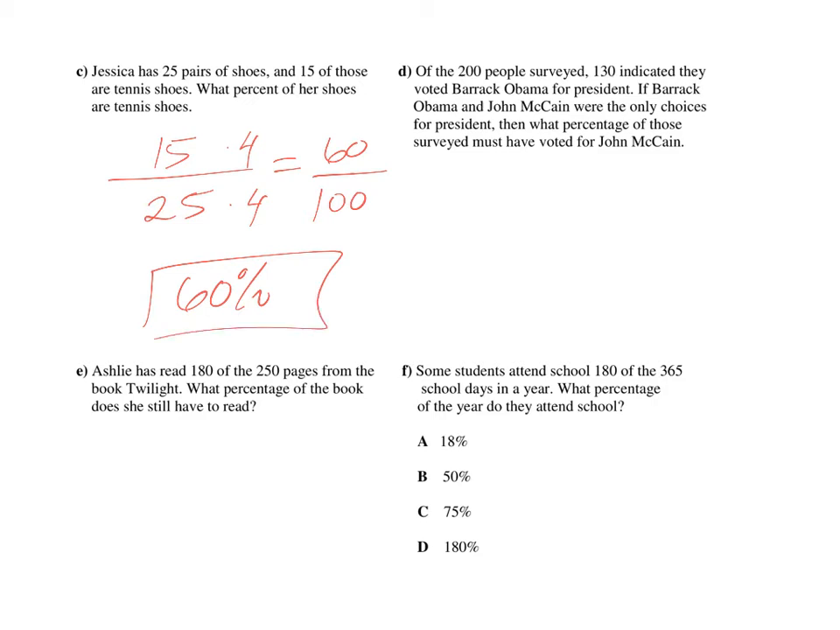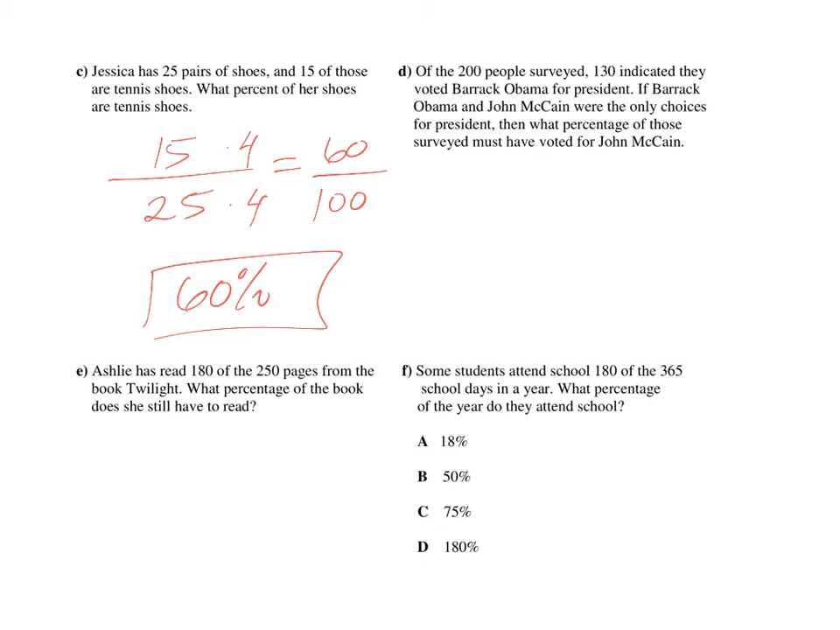All right, of the 200 people surveyed, 130 indicated they voted for Barack Obama for president. If Barack Obama and John McCain were the only choices for president, then what percentage of those surveyed must have voted for John McCain? All right, so you have to pay attention to what the question's asking for. I've seen a lot of students do this, just because those were the numbers that were given.